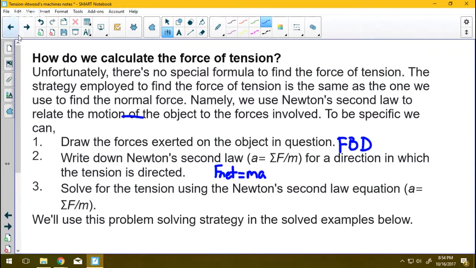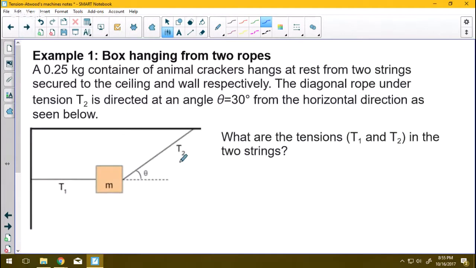So we'll do a couple of example problems. Example 1 says that we have a 0.25 kilogram container of animal crackers hangs at rest from 2 strings. So at rest is important. That means that it's not moving. Let's jot down what our mass is. Our mass is equal to 0.25 kilograms. It's secured from 2 strings to the ceiling and wall respectively. The diagonal rope under tension T2 is directed at an angle of 30 degrees from the horizontal. So this theta right here is 30 degrees. And it wants to know what are the tensions T1 and T2 in the 2 strings.